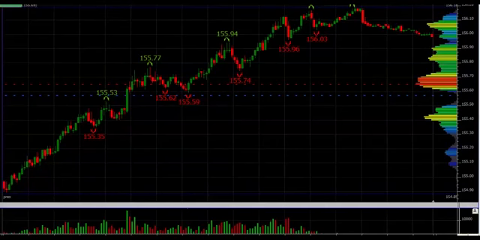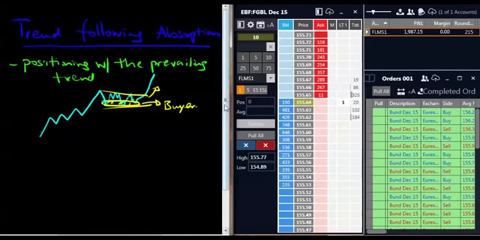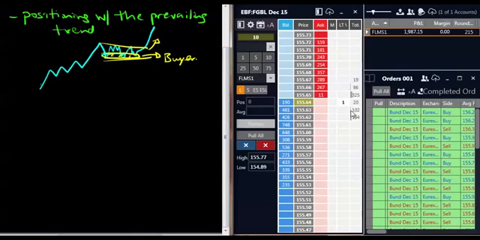Now, it could vary what your objective of this trade could be. It could be to scalp it. It could be to position with the trend. But let's just take a look at what we see on the price ladder, and then we can go through the potential strategies right after that. So let's just load this up.